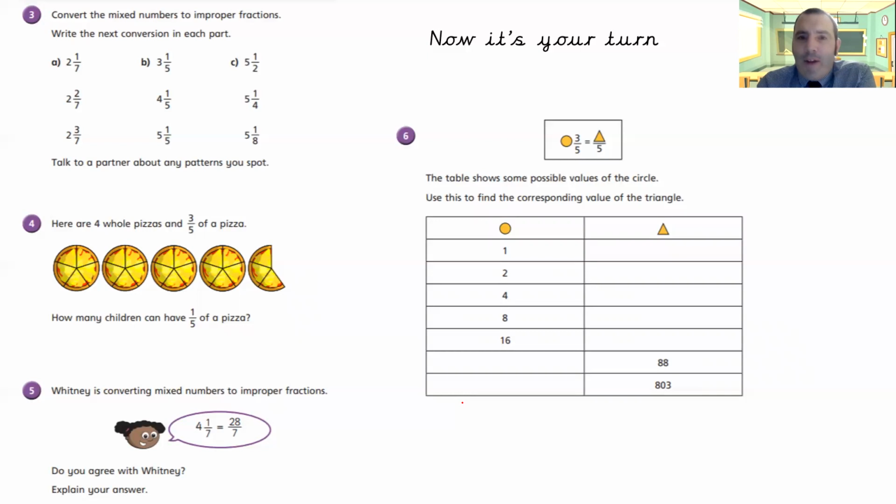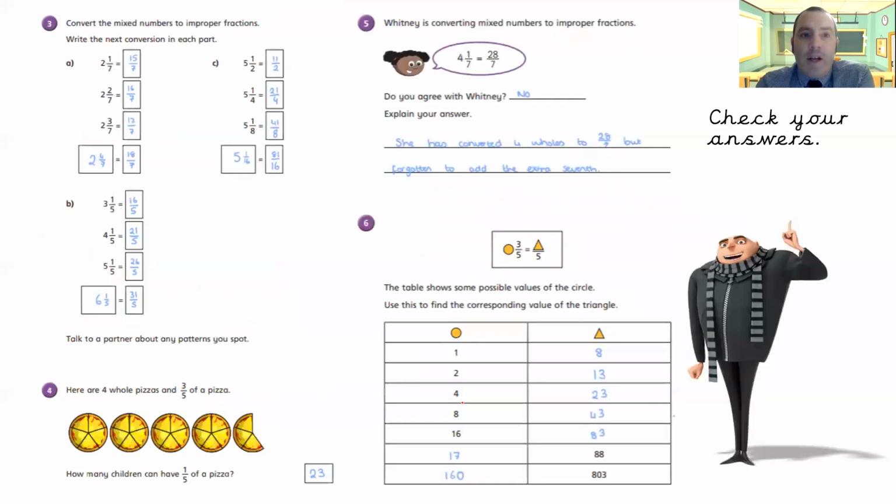How did you get on with these? Some of these might have been a little more complicated. Let's go through the answers. So converting the mixed numbers to improper fractions, you're going to write the next conversion for each part. So we've got 2 and 1/7, 2 and 2/7, 2 and 3/7. The next step would be 2 and 4/7. You've got your answers there. Check these now.